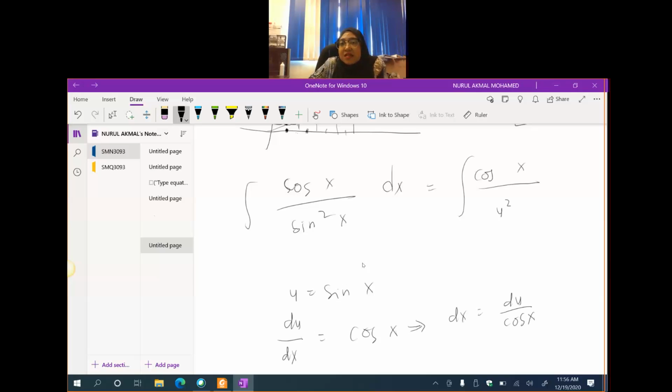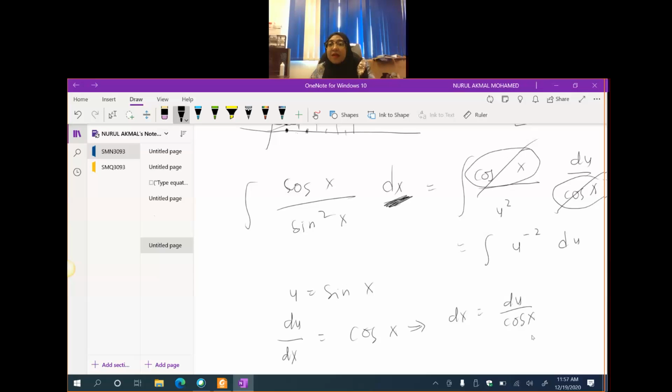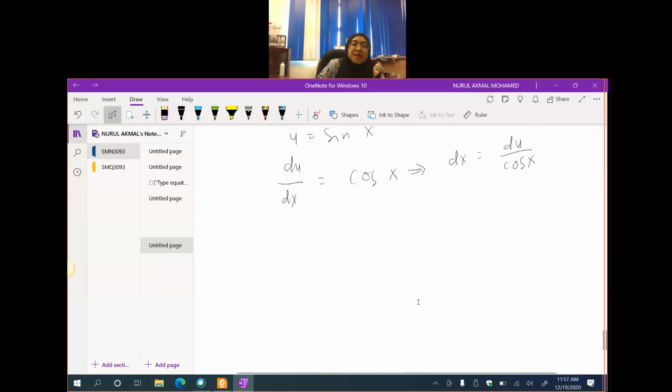So we change the integration variable so that it is in terms of u. Our dx here can be represented as du divided by cos x. So we see that this cos x can be cancelled out. What is left will be just 1 over u squared, so this is u to the power of negative 2 du. It looks much easier for you to apply the power rule.